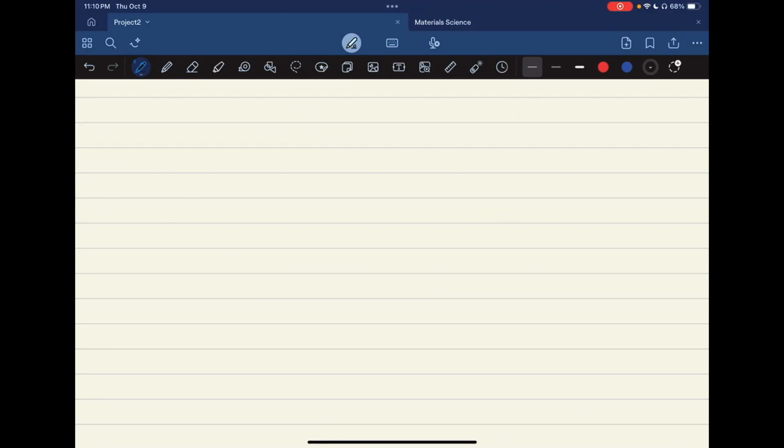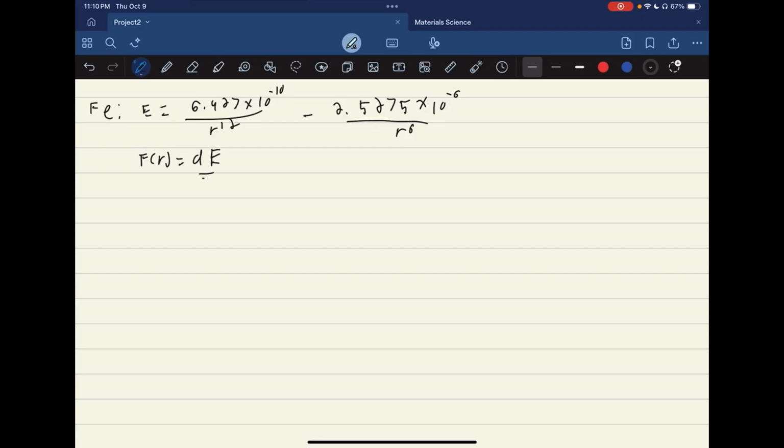All right, and now for the iron. The process is going to be very similar, just with different numbers. Our equation for the energy is going to be E equals 6.427 times 10 to the negative 10th over r to the 12th minus 2.5275 times 10 to the negative 6th over r to the 6th. And it's the same formula to find the interatomic distance. So it's F of r equals negative dE over dr equals 0 is the interatomic distance.